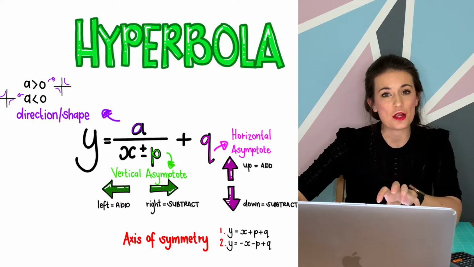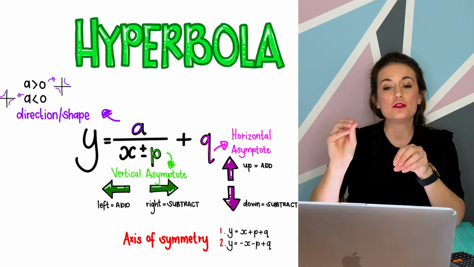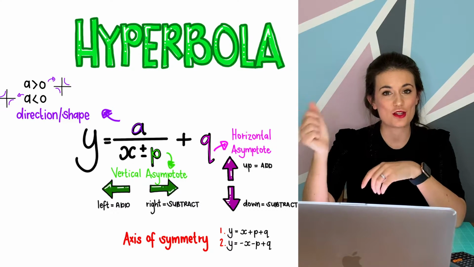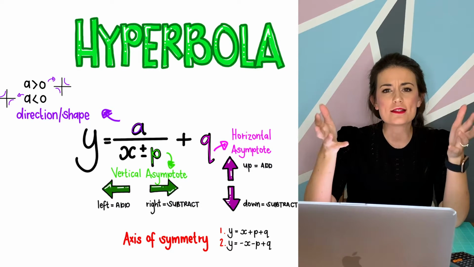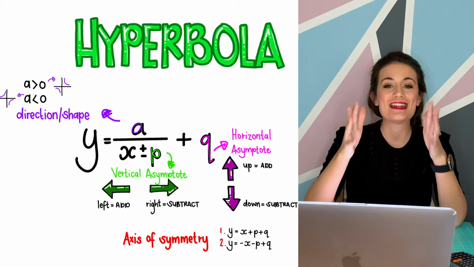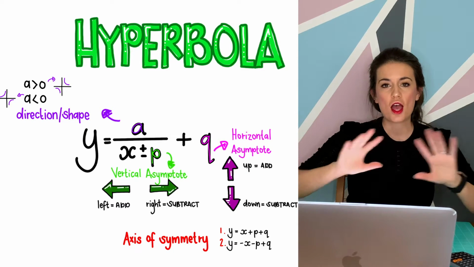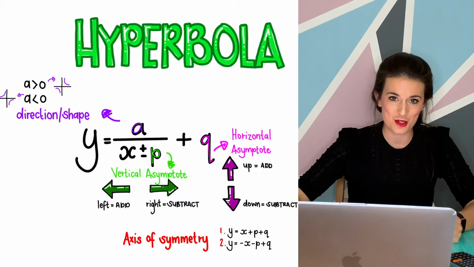The p-value is the vertical asymptote of this graph, and the q value is the horizontal asymptote of this graph. Now, what does asymptote mean? Remember, an asymptote is a line that the graph can never touch. So the graph gets really close to the asymptote, but it must never touch or go through the asymptote.